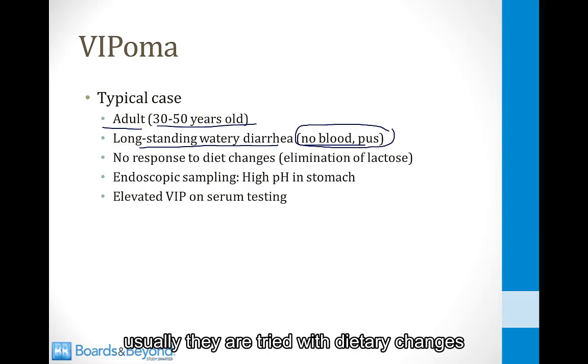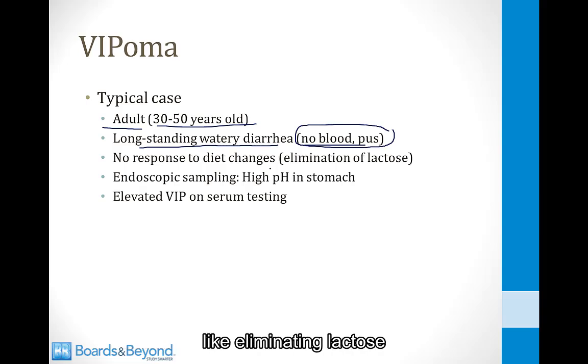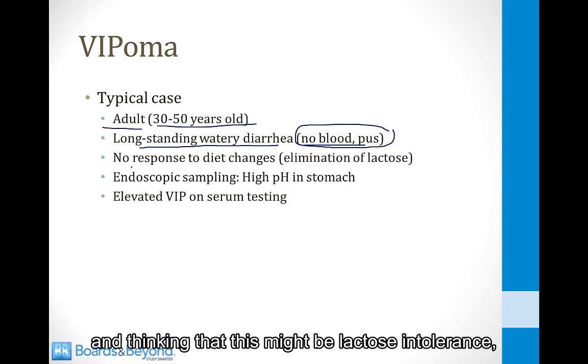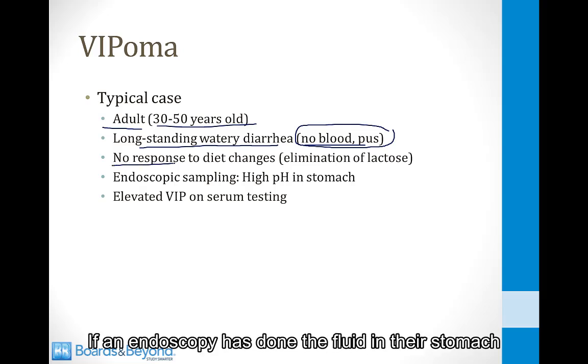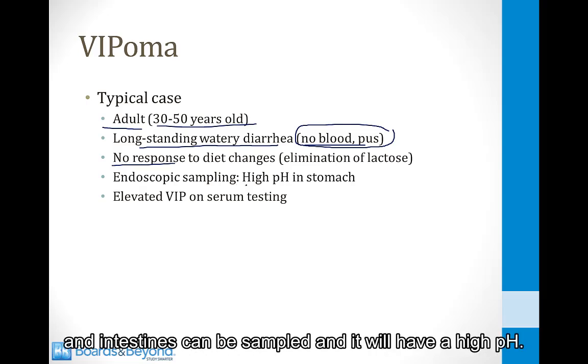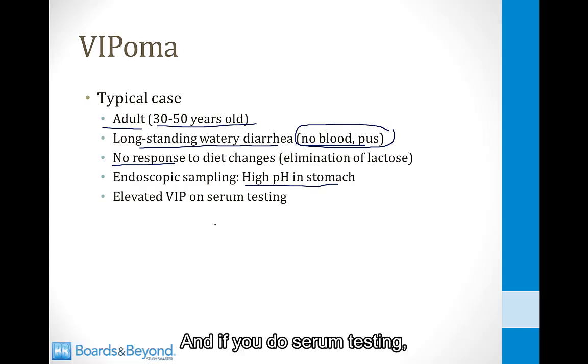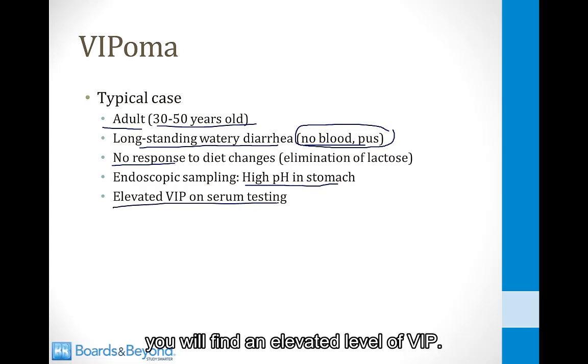Usually they are tried with dietary changes like eliminating lactose and thinking that this might be lactose intolerance, but they have no response. If an endoscopy is done, the fluid in their stomach and intestines can be sampled and it will have a high pH. And if you do serum testing, you will find an elevated level of VIP.